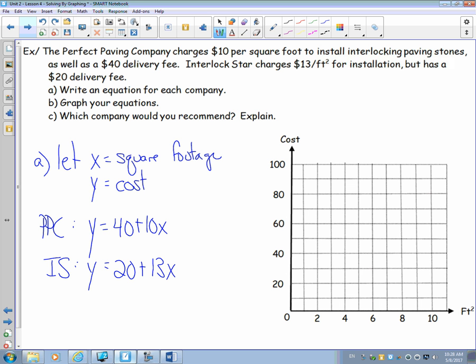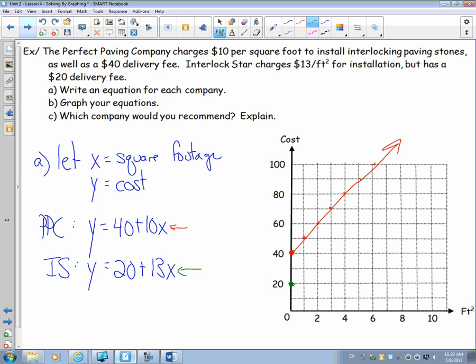Okay. I want to graph my equations. So let's graph the first one. Do this one in red. This one starts at $40. And it's going to go up $10 for every square feet. So it's going to go at 50, then 60, then 70, then 80, then 90, then 100. Okay. The second one starts at $20. It's your initial value, your y-intercept, if you will. And it goes up $13.